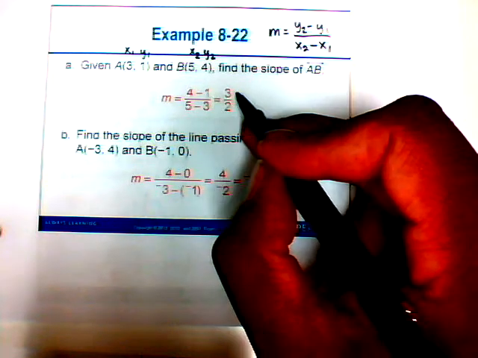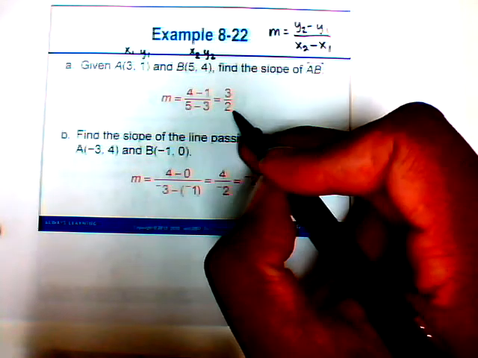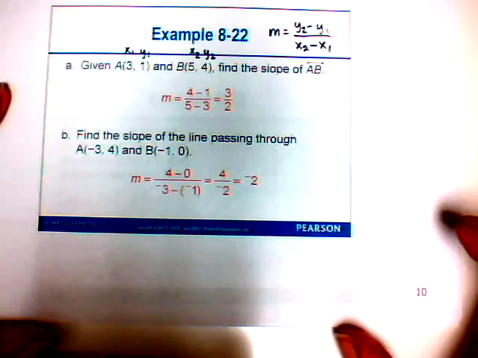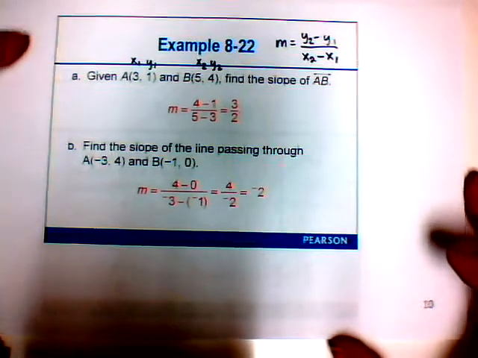Numerator 4 minus 1, that's 3. Denominator 5 minus 3 is 2. So the slope there will be 3 over 2. And usually we'll leave that as an improper fraction.